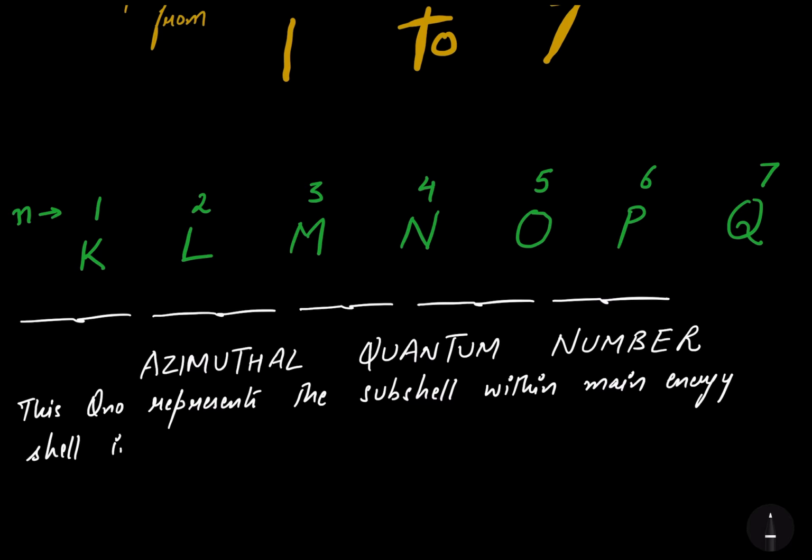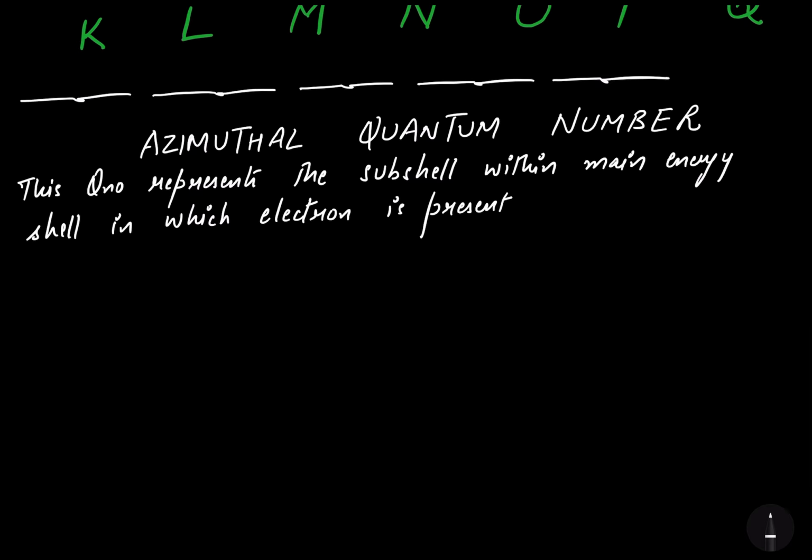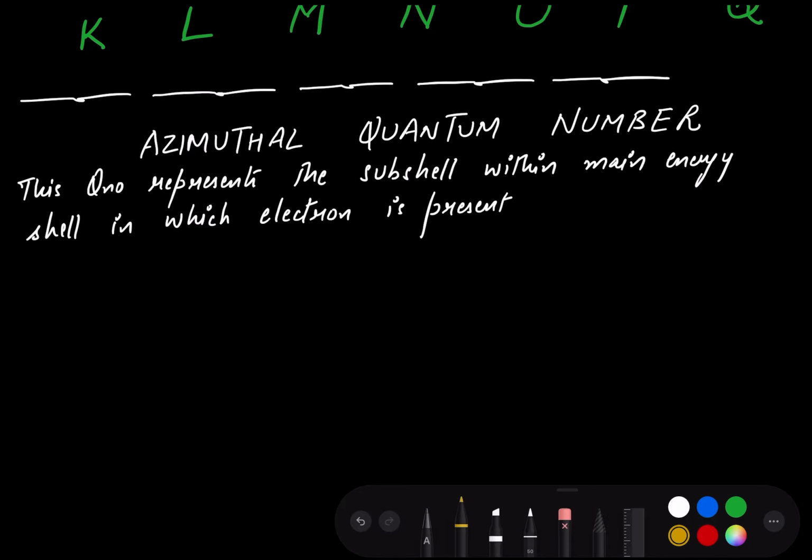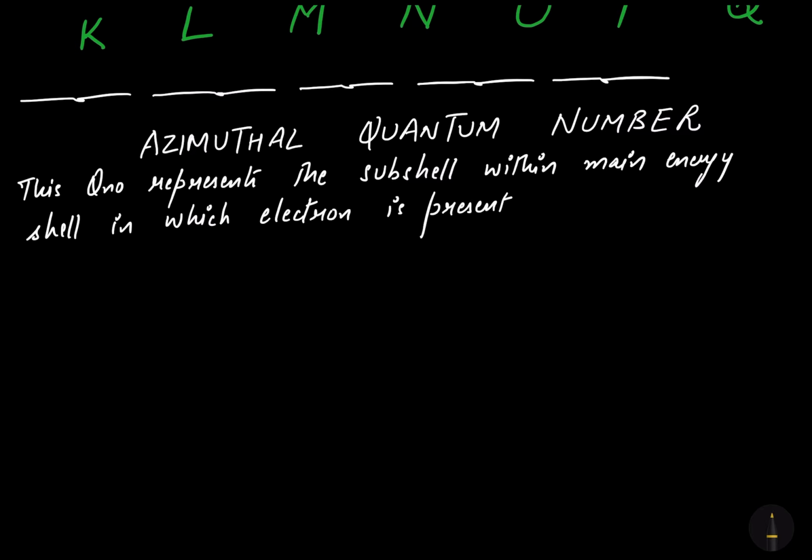Now, the azimuthal quantum number is represented by a symbol small l. This is the small l. The azimuthal quantum number is represented by a small l symbol. Let me write this again. It is represented by small l.